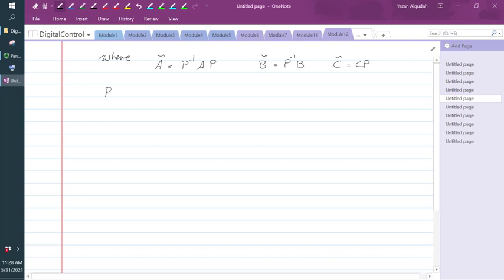Now P, this matrix that I chose, is any arbitrary non-singular matrix. And therefore, for a given system, there is an infinite number of different state space representations. So for any given system, there is an infinite number of state space representations. Okay.